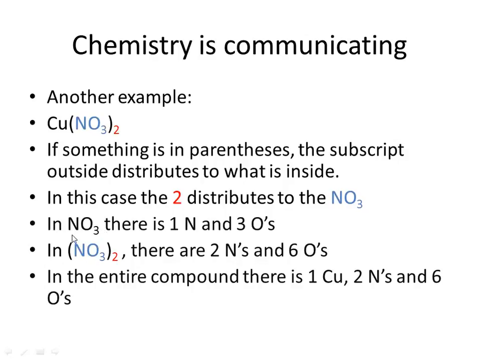In NO3, just that, there's 1 N and 3 O's. If I had 2 of those, it would be 2 N's and 6 O's. So overall in this compound, Raffi, look up here, there's going to be 1 Cu, 1 copper atom, 2 nitrogen atoms, and 6 oxygen atoms. So you can look at the formula. Remember, if there's no number as a subscript, we assume it to be 1.